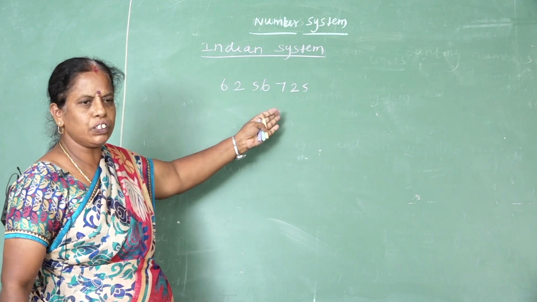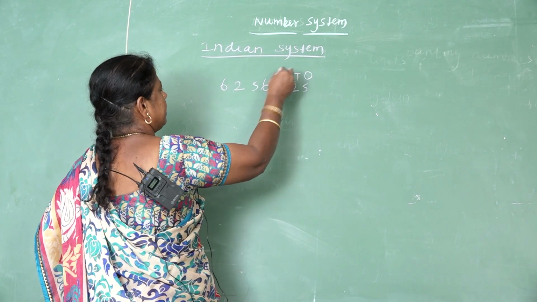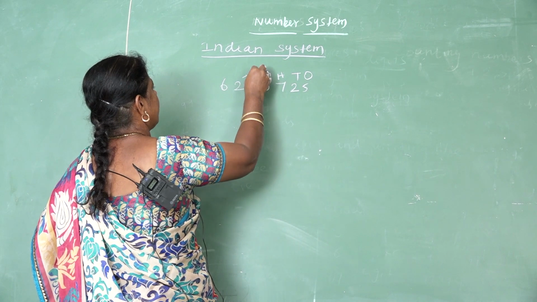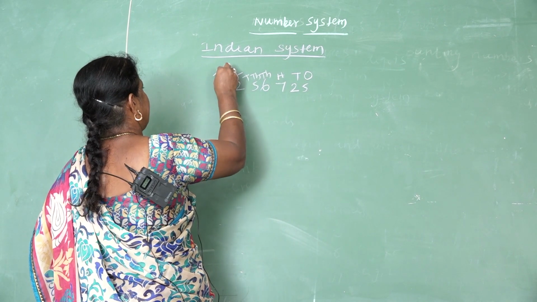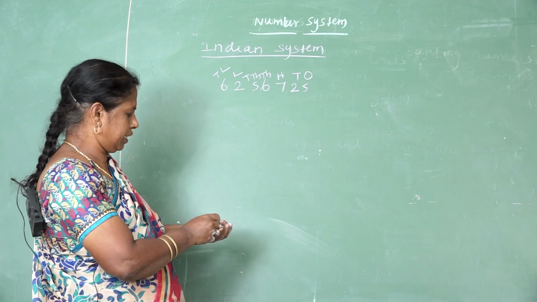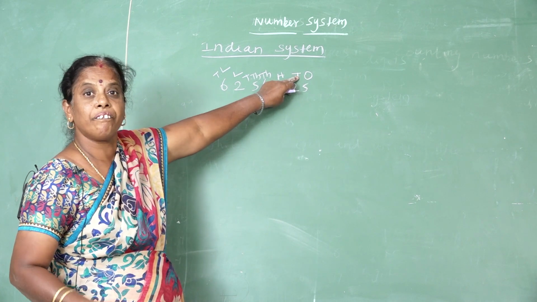So, first you write the place values. Ones, tens, hundred, thousand, 10,000, lakhs, 10 lakhs. Okay. So, next step. Here, listen, I give some number. First you write the places.